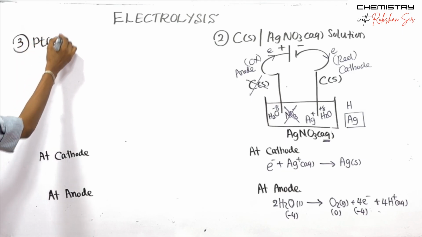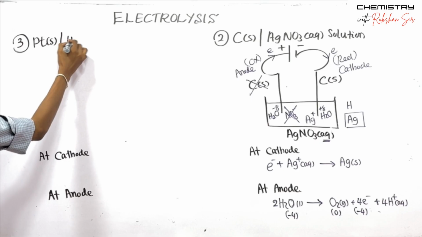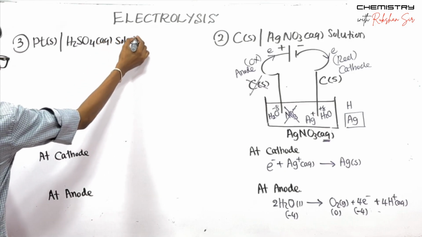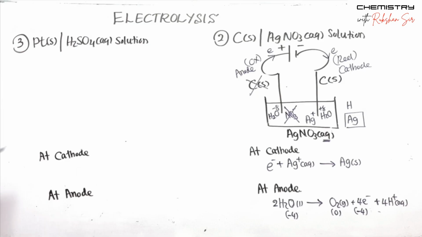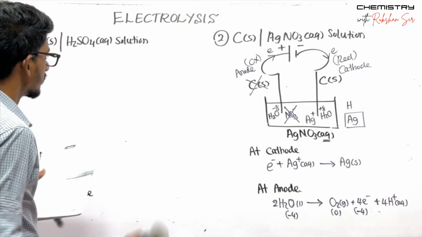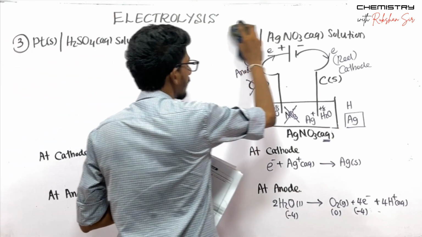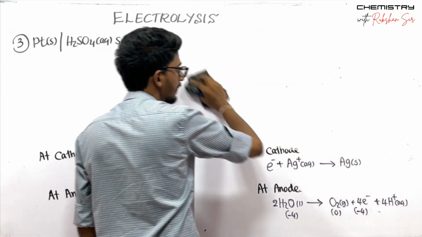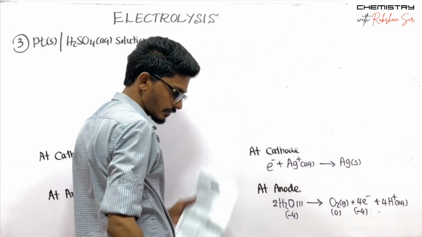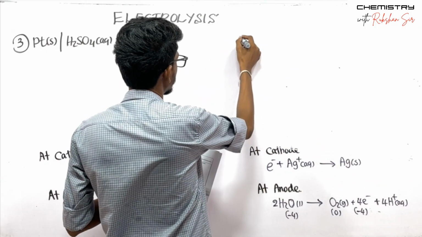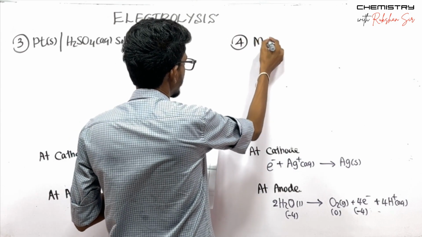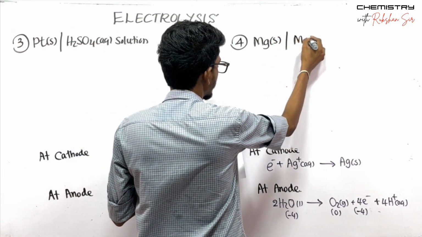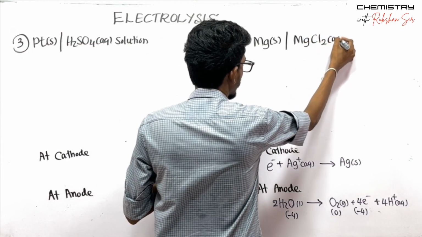Using cutting electrodes, we're supposed to utilize some H2SO4 aqueous solution. Right. And number 4, using magnesium electrodes, we are supposed to utilize magnesium chloride aqueous solution.